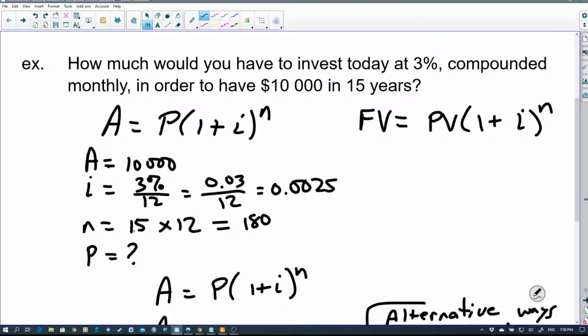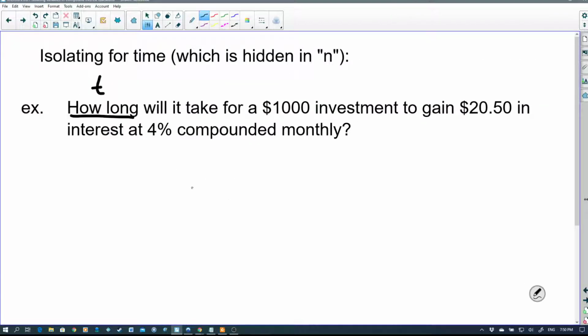So start foreshadowing what we're going to have to do. How are we going to pull the time out? If we got our n value by multiplying by 12, hint, hint. So let's list what we have. If we're taking a $1,000 investment, that's our principal, and we're gaining $20.50. Now that's the interest amount, but not our little i. We need to calculate our final amount by adding that to the 1,000.